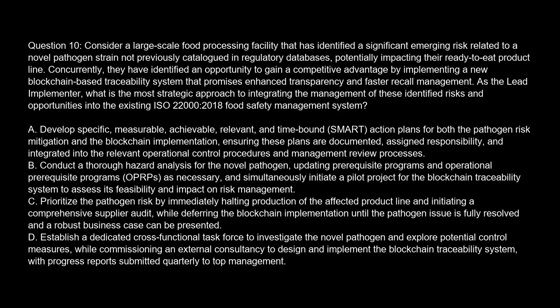Option C. Prioritize the pathogen risk by immediately halting production of the affected product line and initiating a comprehensive supplier audit, while deferring the blockchain implementation until the pathogen issue is fully resolved and a robust business case can be presented. Option D. Establish a dedicated cross-functional task force to investigate the novel pathogen and explore potential control measures, while commissioning an external consultancy to design and implement the blockchain traceability system, with progress reports submitted quarterly to top management.